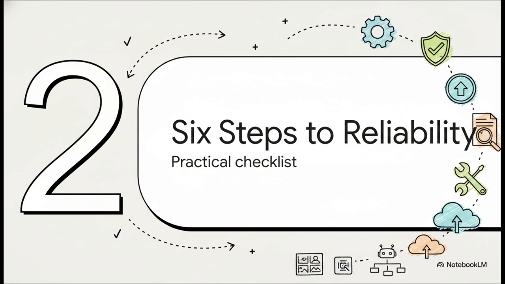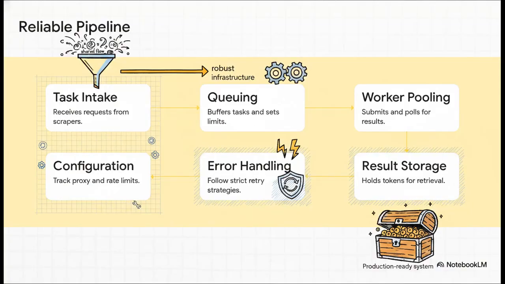Moving on to Part 2, 6 Steps to Reliability. This is your practical checklist for managing automation. These 6 steps we're about to cover, they are the critical bridge between a chaotic, shared flow and a highly resilient, production-ready system. Implementing them is what actually transforms a fragile script into robust infrastructure.